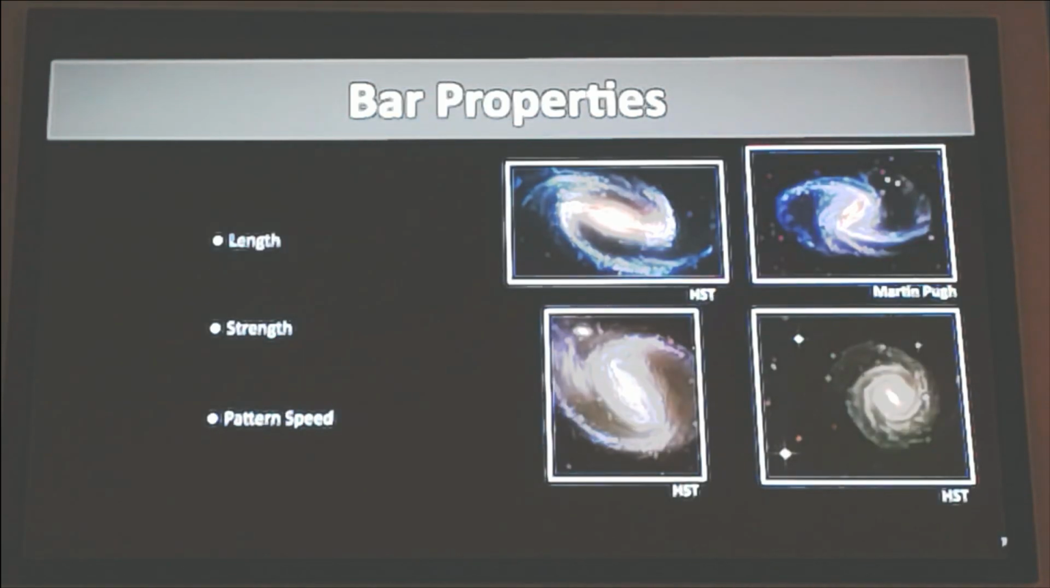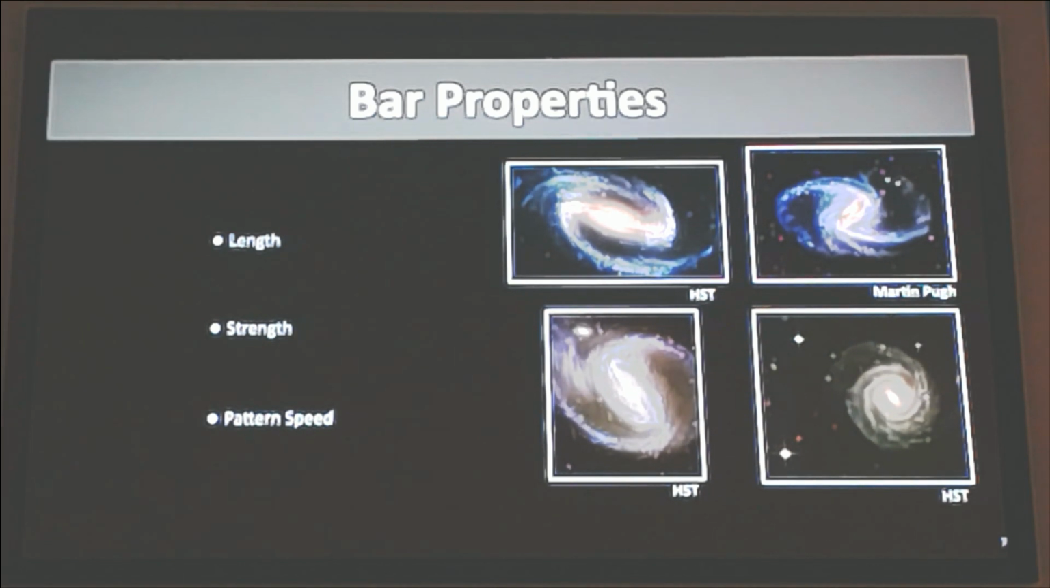And this is usually done with three properties: the length, the strength, and the pattern speed. So the length, while it may seem straightforward, how far a bar extends into the disk, if you look at these various images of barred galaxies, you can see that the bars themselves are rather unique to each galaxy. Sometimes there's even internal structure. There could be maybe a second bar in some of these on the inside, so measuring the length isn't always as straightforward as it seems.